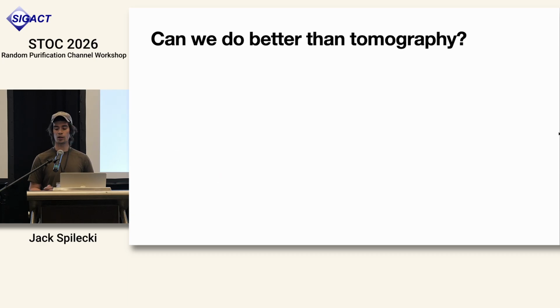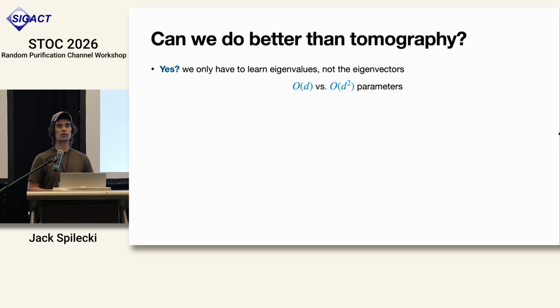Okay, so let me give you some maybe competing intuition for and against. The intuition for is kind of what I just said. You only have to learn the eigenvalues, not the eigenvectors. And the eigenvalues, there are only d of them, so they're order d parameters. Whereas for the eigenvectors, you have d eigenvectors to learn, each of them has d coordinates. And if you're learning the full state, you're also learning the eigenvalues, but you have order d squared parameters to learn. So maybe you should be able to do much better, right? Because you're learning much less.